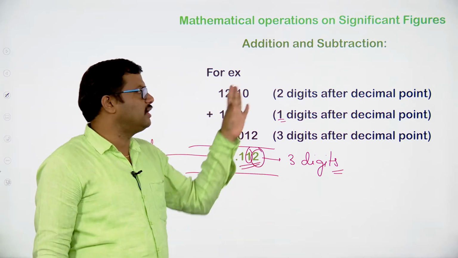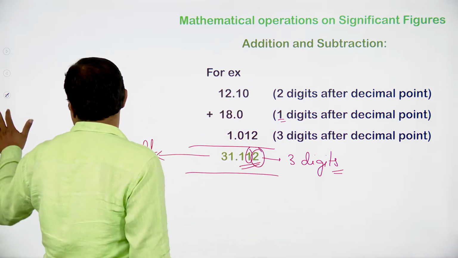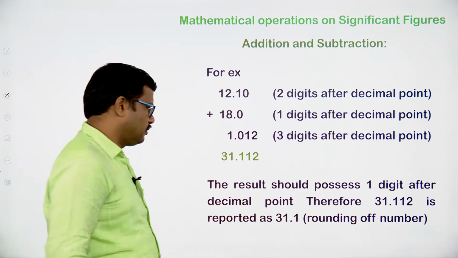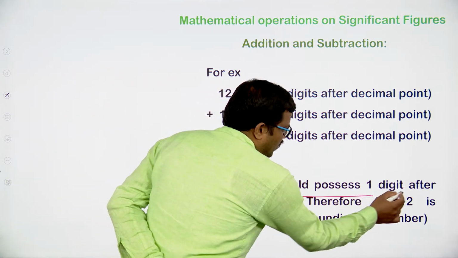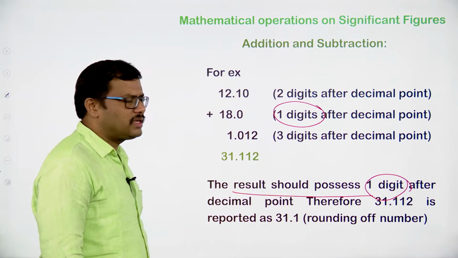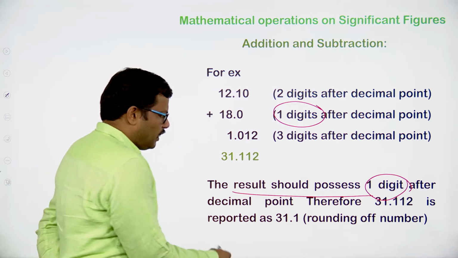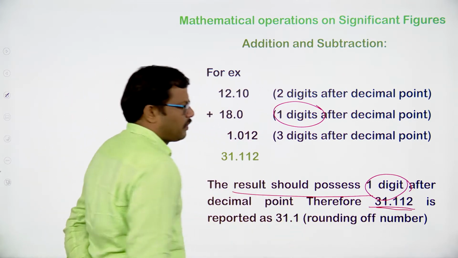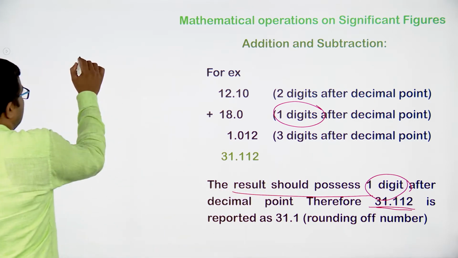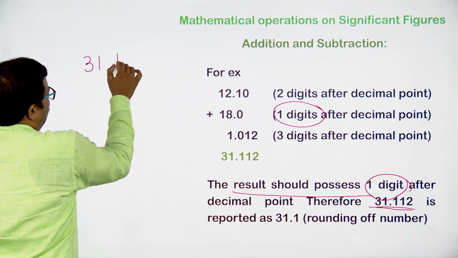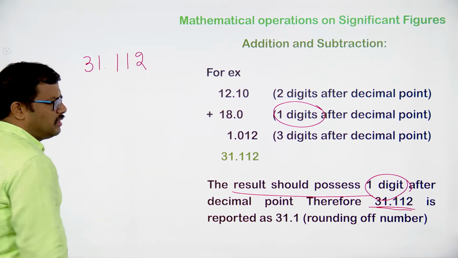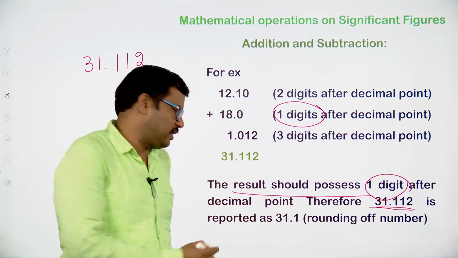That is the condition for addition as well as subtraction. Now let us see. The result should have only 1 digit after the decimal point. Why? Because here we have a number which has only 1 digit after the decimal point. Therefore, in order to make this number have only 1 digit after the decimal point, I have to remove. Initially what we got is 31.112 as a result. Okay. But I have to express the result by keeping only 1 digit after the decimal point.